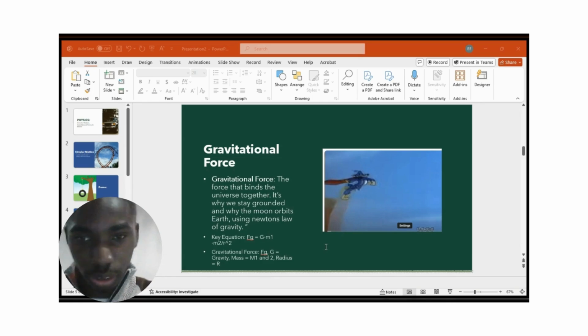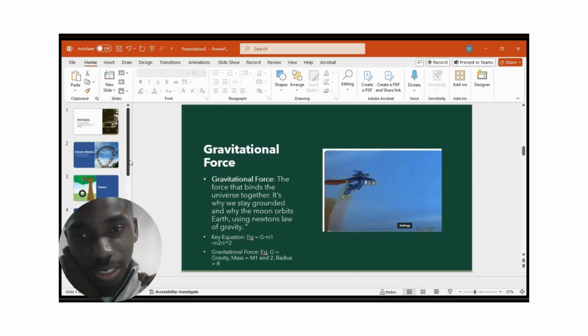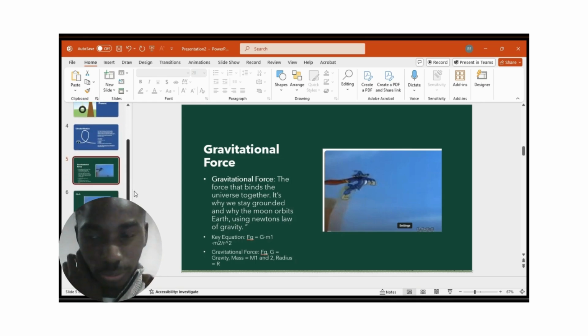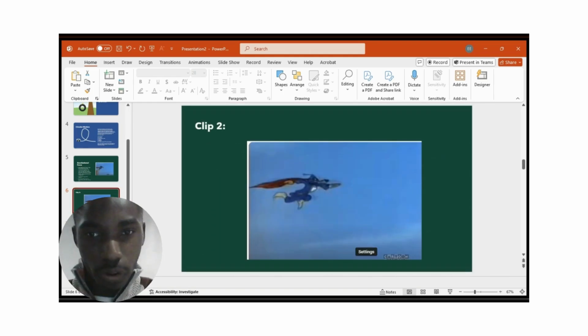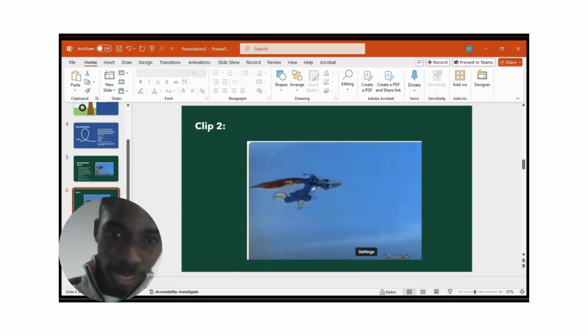Now I want to show you one of the clips. I want to show you something that will demonstrate gravitational force. Now, as you can see here, I have one of the clips for the gravitational force. You're all probably aware where this is from. This is actually from the Coyote and the Roadrunner.